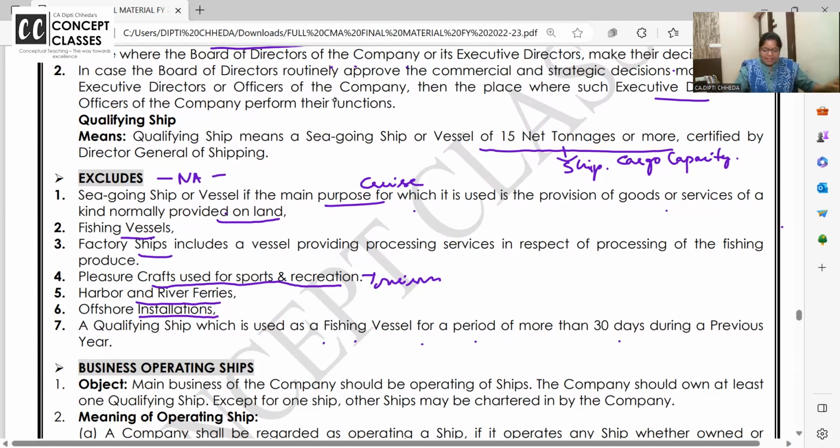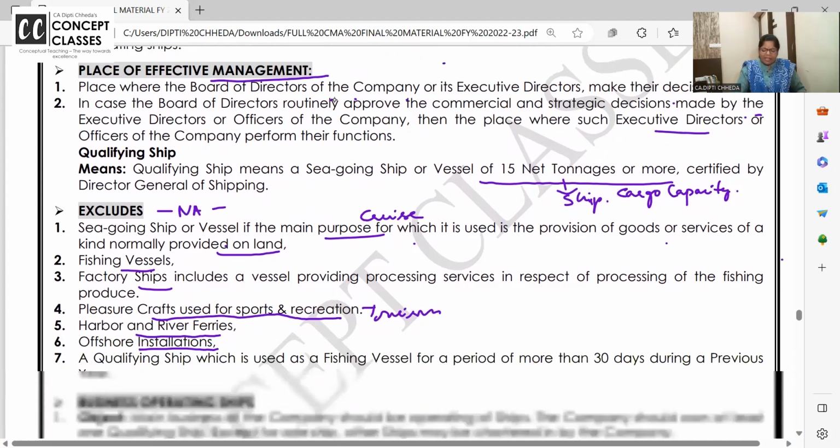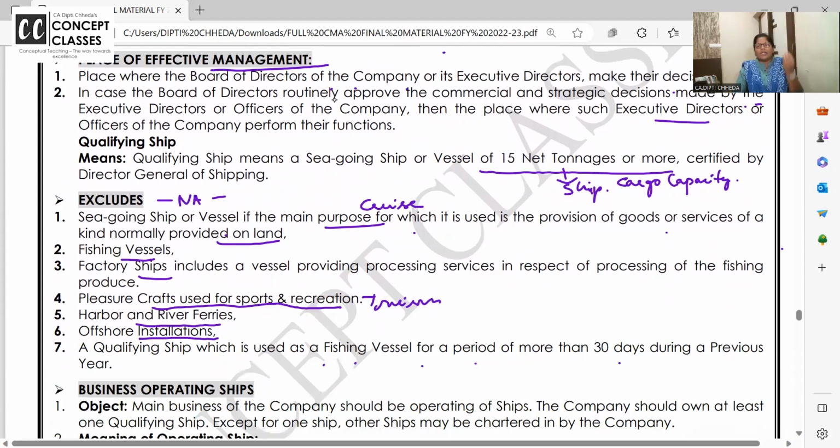Okay. Tonnage tax scheme is optional. It is applicable to Indian company whose POEM is in India and it is having at least one qualifying ship. What is the definition of qualifying ship? It is having capacity of 15 net tonnage. Okay, right. And it excludes seagoing, fishing, factory ship, pleasure crafts, harbor and river, offshore installations and all.